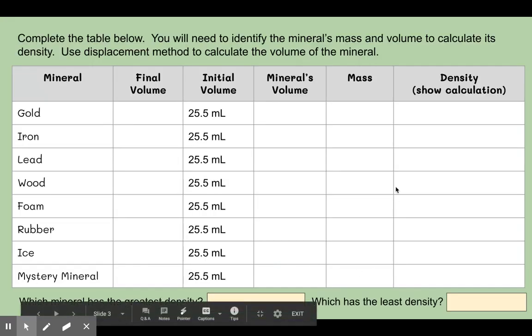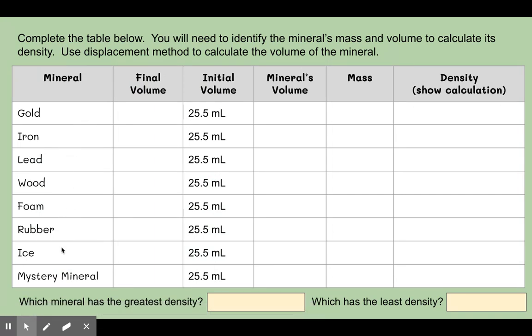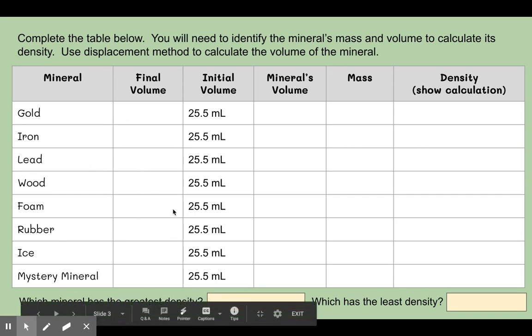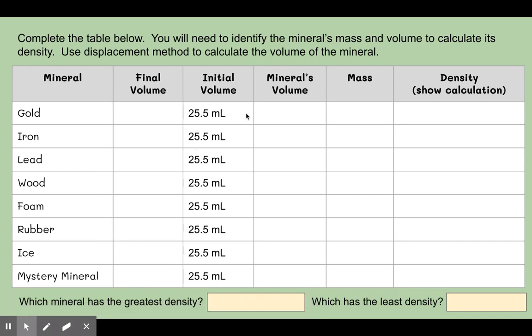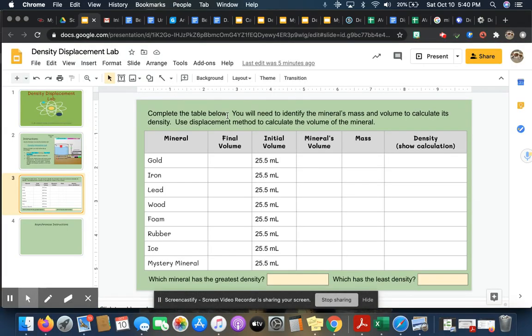So on this slide here, this is our table. These are all the minerals that you're going to be working with today. You're going to find the final volume using displacement, and you're going to plug that in. And then using the final volume and the initial volume, which I provided for you, you should be able to determine the mineral's volume. Because remember, we're just going to subtract the initial volume from the final volume. And then you're going to locate the mass and calculate density. So what I'm going to do is walk you through how to do this as an example for the first one.